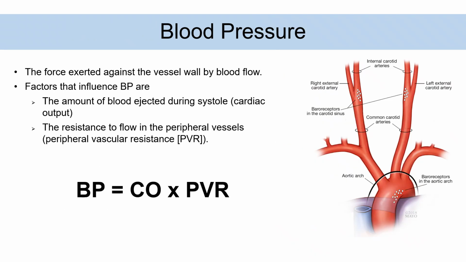That brings us to blood pressure. So by definition, blood pressure is the force exerted against the vessel wall by blood flow. And we measure this in systolic and diastolic values. So factors that influence blood pressure are going to be the amount of blood ejected during systole, which is when the heart squeezes, and the resistance to flow in the peripheral vessels, which we call peripheral vascular resistance. So BP is cardiac output times PVR.